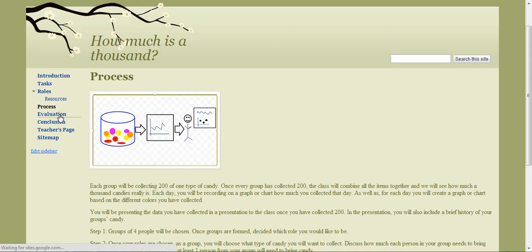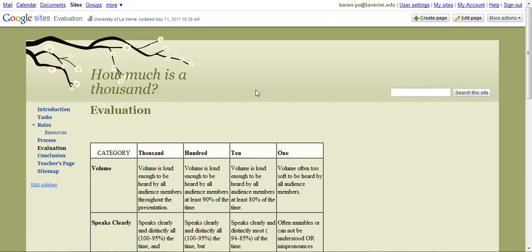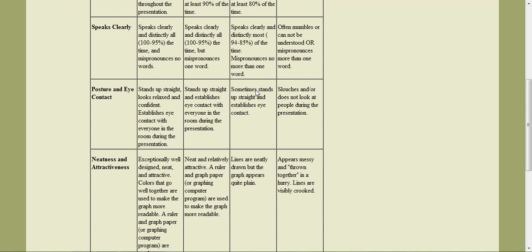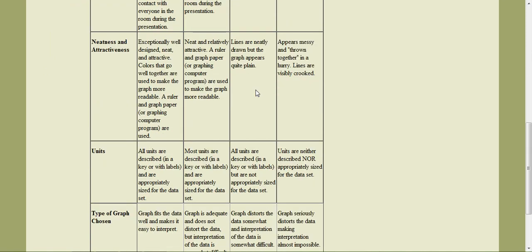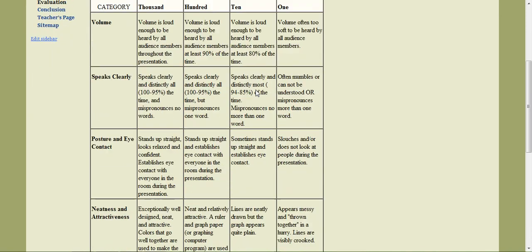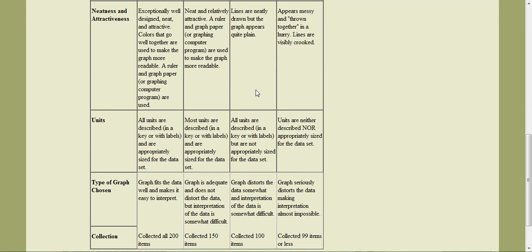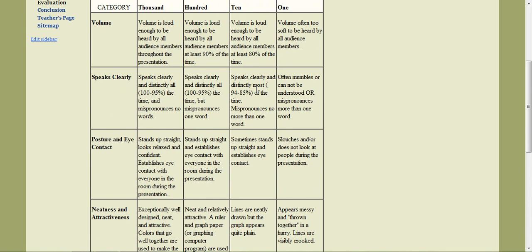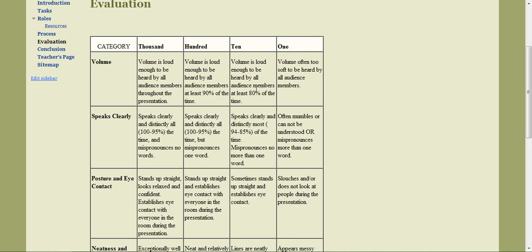How they're evaluated is on the next page. It's based on the graphs that they made as well as their presentation, because it is a PowerPoint presentation where they will present to the class. I'm also grading them on volume, speaking clearly, and the different types of graphs that they chose. This is where students will go to see if they're on target or not on target.